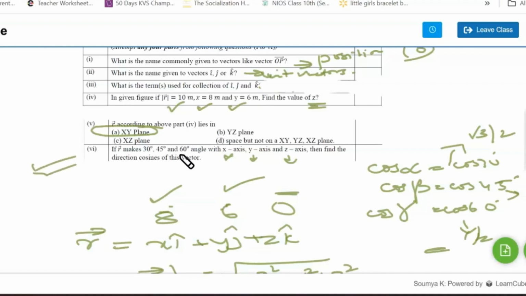So hope this is understandable. And for this one we can say i, j, k and r are mutually perpendicular vectors.